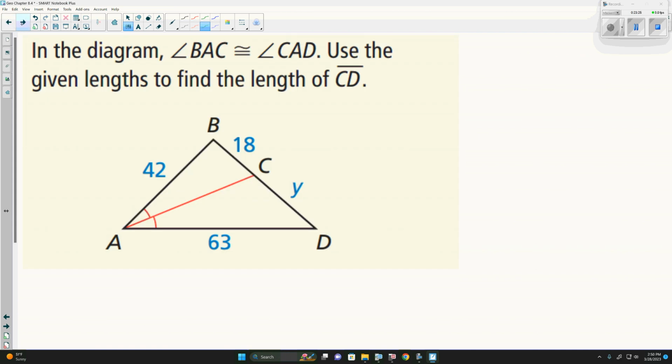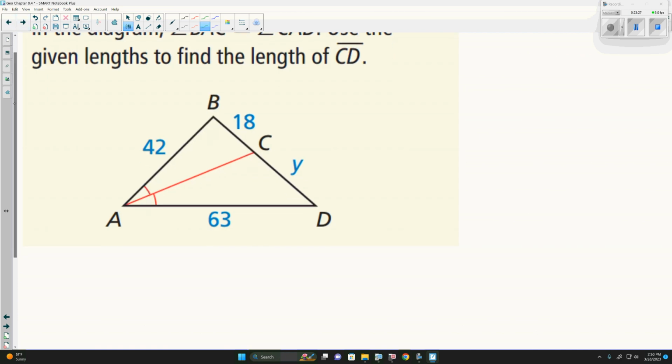So let's look at another one of these here. So we're wanting to find the length of CD. So the proportionality that we would have would be what? Y over, because we use this segment first, we need to use that one first and the other. Any questions on how we set this up?